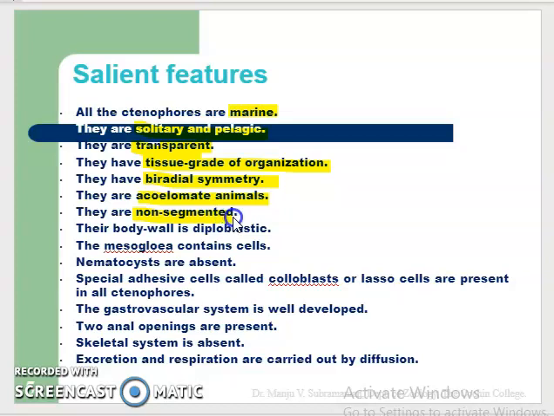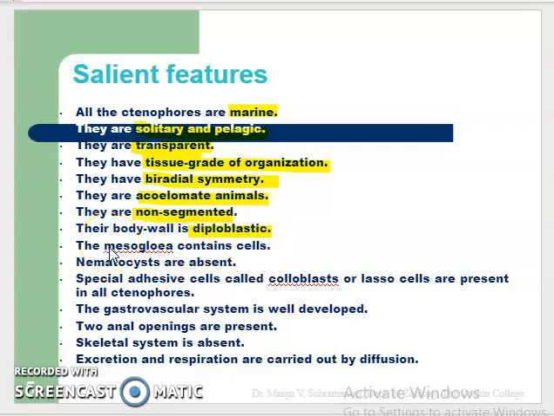Then non-segmented, you can't see any segmentation over the body. They are diploblastic, that is, with two germ layers. The body wall is formed of only two germ layers. Then this mesoglea, the so-called mesoderm, contains the cells.